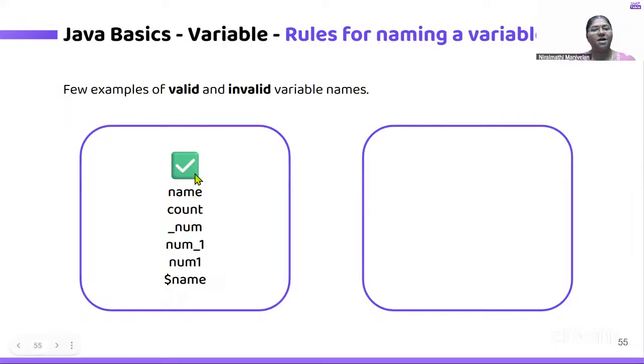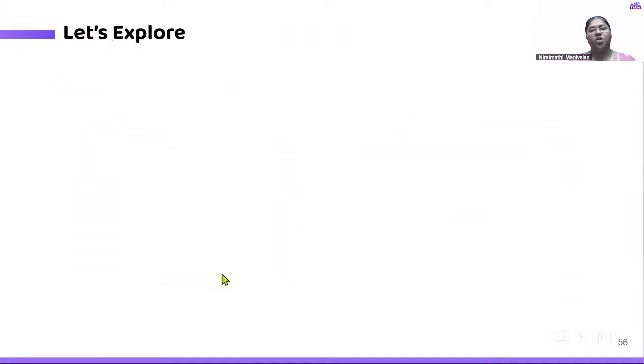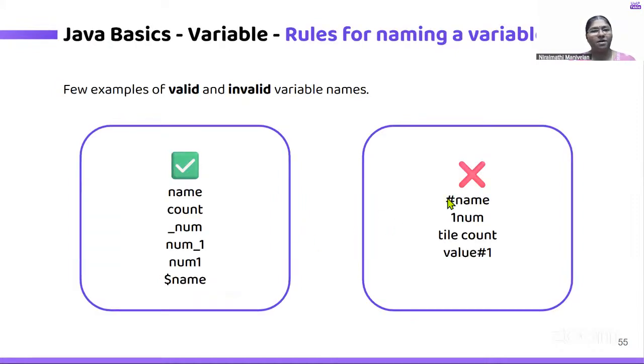So these are the things you can use to create names, but which are the wrong ways? You cannot use any other special symbols. You cannot start a variable name with a number, and you should not leave a space in the variable name, and you cannot use special symbols after or in between the variable name. These are the wrong ways.